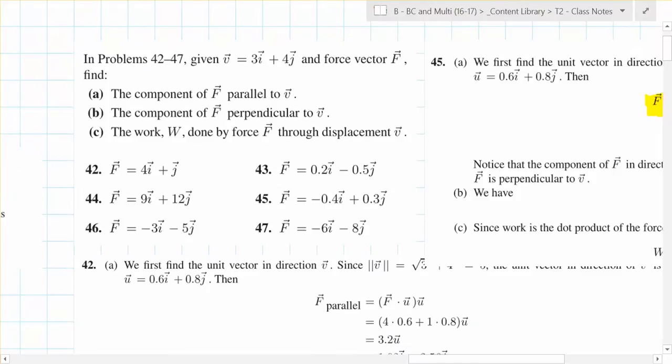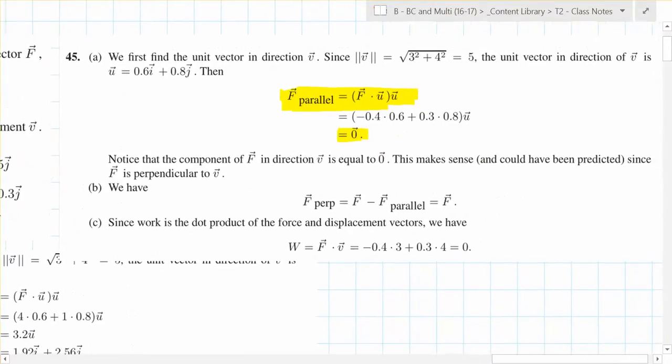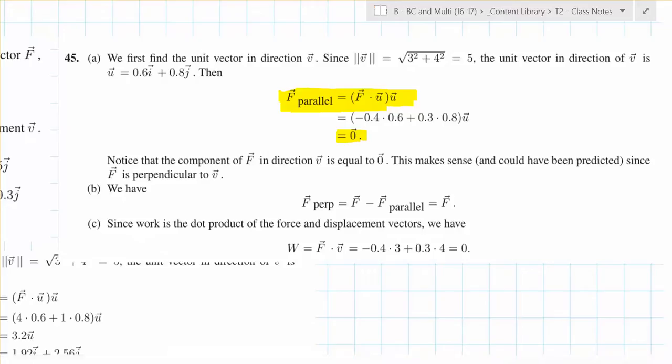So what do you do for part B? The component of f perpendicular to v. So how do you find that? It's this subtraction, right? If you have f parallel and you have f, you just subtract f parallel. But what is f parallel? 0. So in this case, f perp is f. It's all the direction is perpendicular.